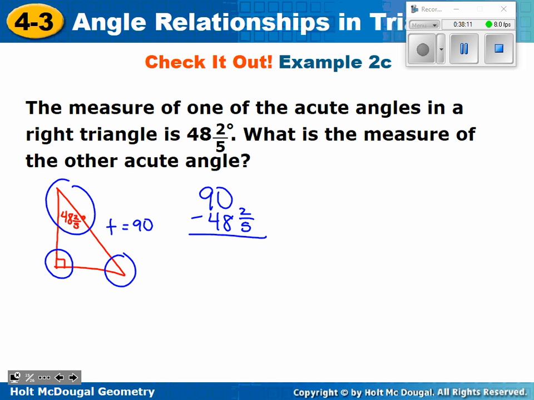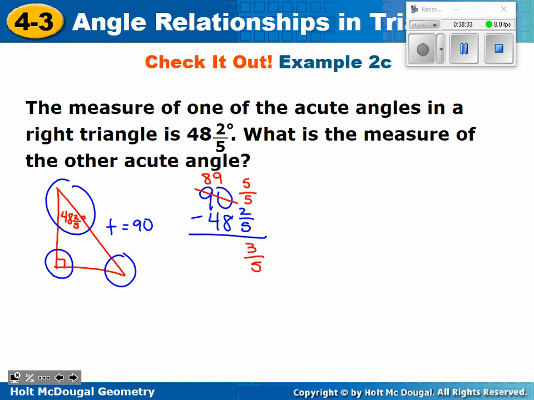Here's the way I would work it if I were you, if you're still struggling with that on the proficiency test. I would borrow from this 90 and make this 89 and take that whole and make it a fraction. So what is a whole in terms of fifths? 5/5. And then subtract straight down. What is 5/5 minus 2/5?